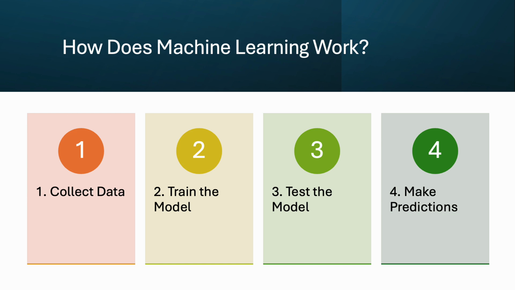The second step is that we use this data to train a model. This model is like a mathematical formula that learns patterns from the data. After training, we test the model to see how well it performs on new unseen data. Finally, the model is ready to make predictions or decisions based on what it has learned. This process is iterative, meaning the model keeps improving as it gets more data and feedback.